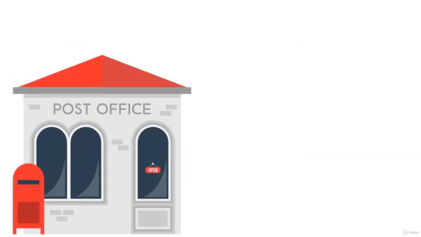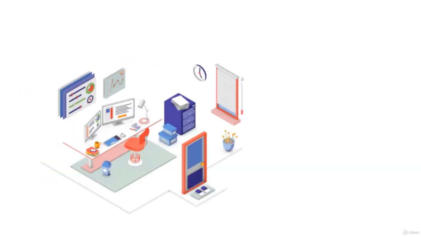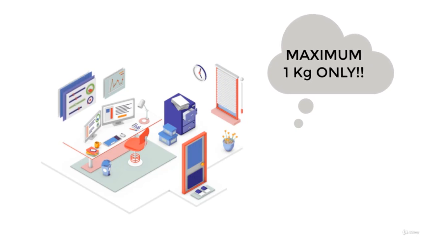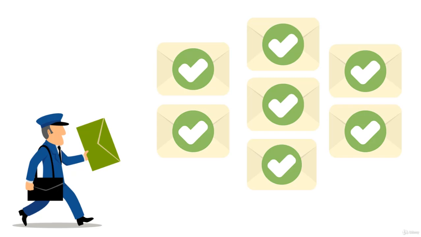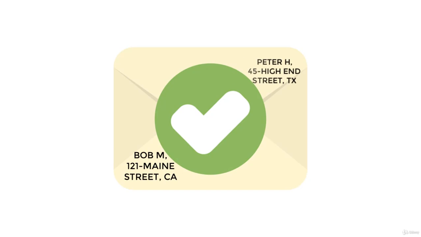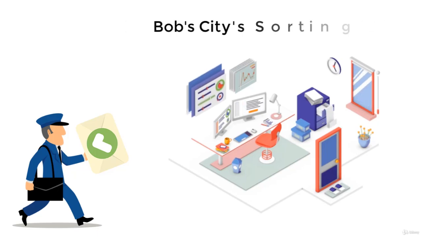Now, when the postman arrives at the post box, he collects the envelopes in it, along with Bob's 7 kg envelope. But the sorting office only takes in a package weighing a maximum of 1 kg. Due to this, the postman does the following. He takes all the 7 books out of Bob's envelope, puts each book into a single envelope weighing 1 kg, writes Bob's address and Peter's address on all the 7 envelopes. Finally, he deposits all the 7 envelopes to the sorting office of City A.